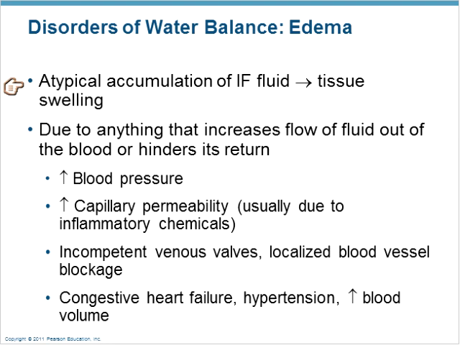We can also have edema, which is an atypical accumulation of interstitial fluid due to tissue swelling. That can be due to anything that increases flow of fluid out of the blood or hinders its return, like increased blood pressure and hypertension, increased capillary permeability, usually due to inflammatory-like chemicals. You can have incompetent venous valves where the blood never returns, or it's difficult for the blood to return to the heart, and they have varicose veins.